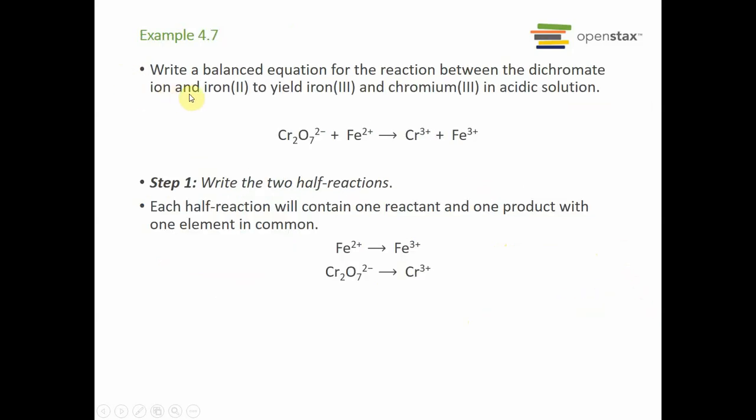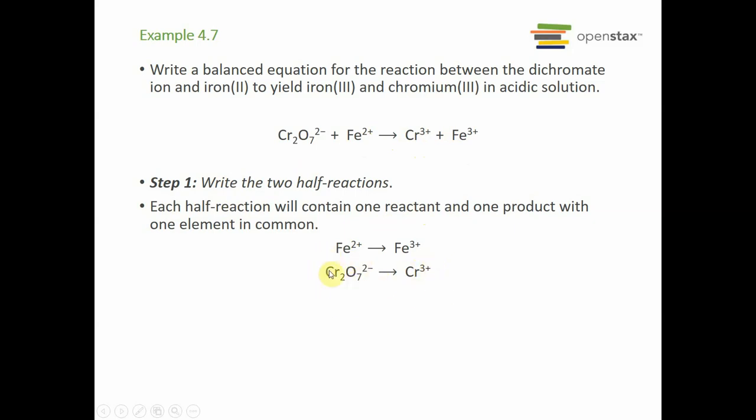So, for example, we have dichromate plus iron 2 yields chromium 3 and iron 3. And so you split this into two half reactions. Iron 2 going to iron 3, and chromium in this compound going to chromium 3.